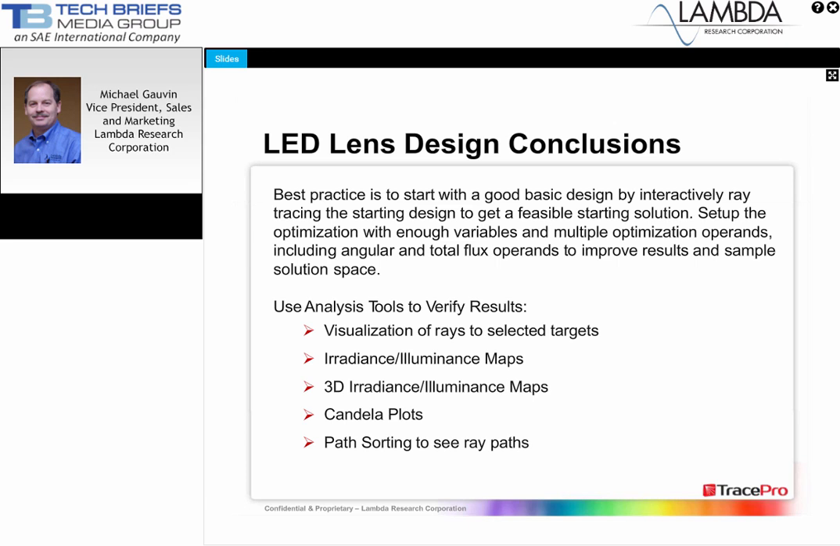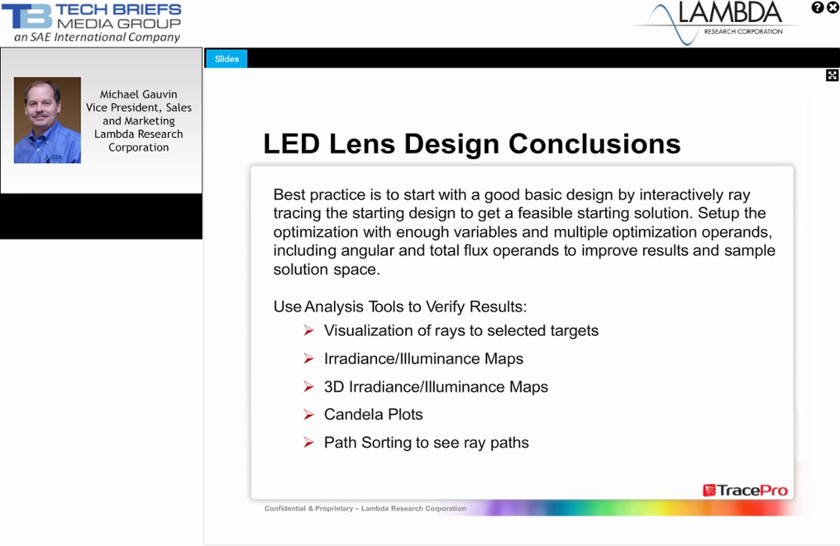So in other words, I have light going in the direction that I want, at the angular direction that I want, with at least a 10 to 20% efficiency. And that really gives me a feasible starting solution. At that point, I set up the variables that I'm going to use for the optimization process. How much am I going to allow the control points and the segment points of the design to move so that it's manufacturable and that it gives me the results that I want?